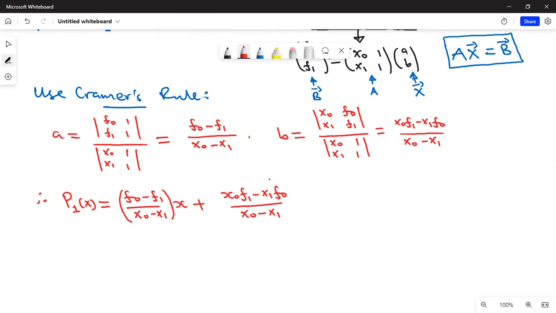Let us simplify. The denominator is the same, so that would be under the common denominator x0 minus x1. So what will be our numerator? We will have x f0 minus x f1, then plus x0 f1 minus x1 f0, over the common denominator, that is x0 minus x1.